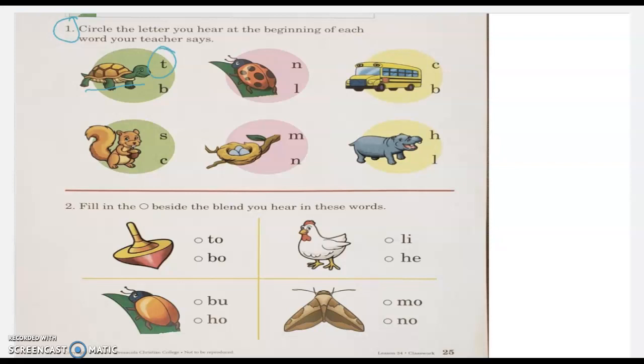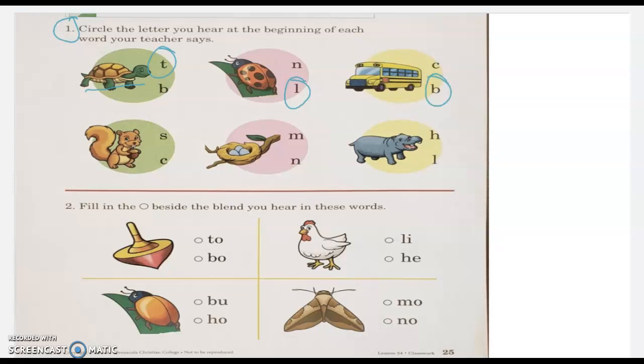Good. All right, let's look right here at this ladybug. Ladybug. Circle the letter that says l. Good. This is a picture of a bus. Bus. Which letter says b?